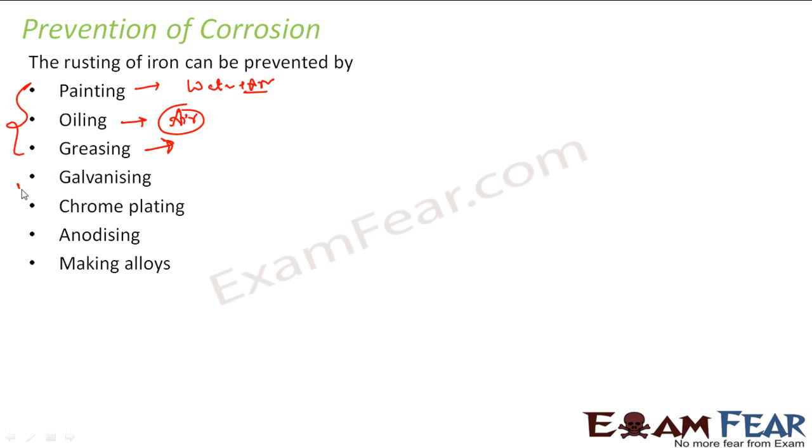Galvanizing is something which is new to us. We'll learn this. Chrome plating is plating a layer of chrome. Anodizing is also new to us. Making alloys is also new to us. So we'll learn all these: what galvanizing, chrome plating, anodizing and making alloys are, and how these things help in preventing corrosion.